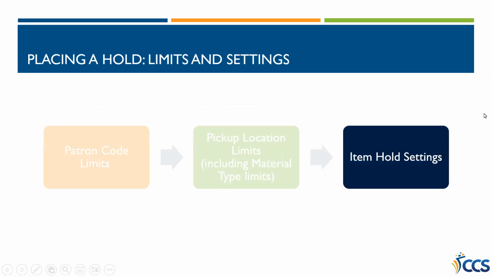So at this stage, staff or a patron have placed a hold. Polaris has looked at the patron code limits. They've looked at the pickup library limits. And if the patron hasn't reached those limits, Polaris is next going to check for eligible items based on the item's hold settings.